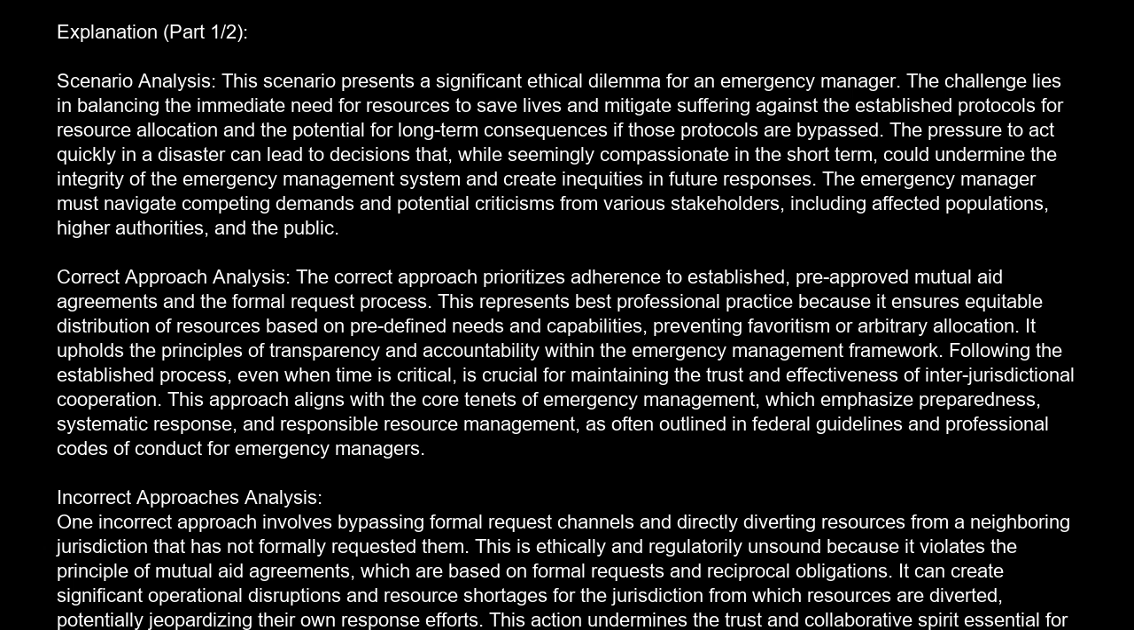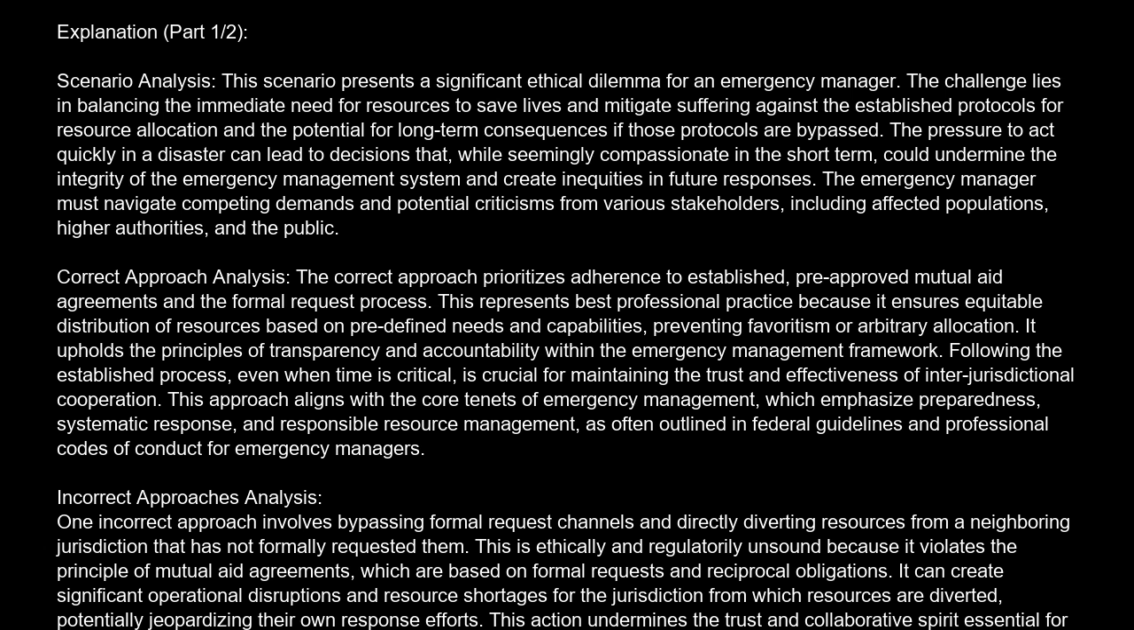This scenario presents a significant ethical dilemma for an emergency manager. The challenge lies in balancing the immediate need for resources to save lives and mitigate suffering against the established protocols for resource allocation, and the potential for long-term consequences if those protocols are bypassed. The pressure to act quickly in a disaster can lead to decisions that, while seemingly compassionate in the short term, could undermine the integrity of the emergency management system and create inequities in future responses.